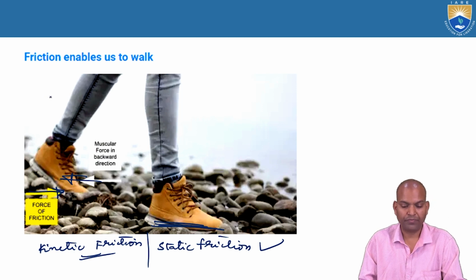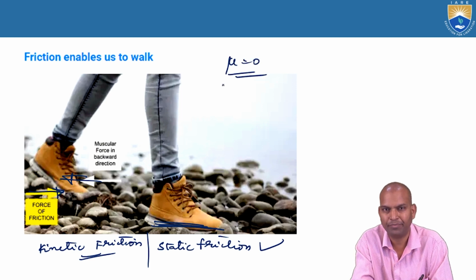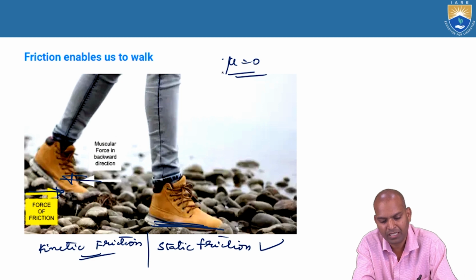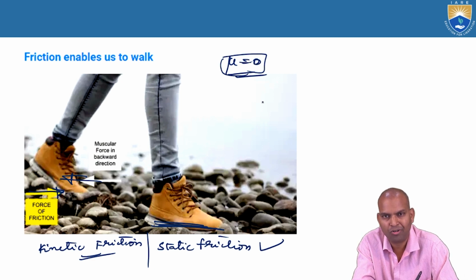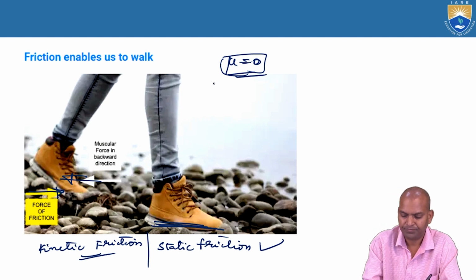Suppose the coefficient of friction is equal to 0, that is, there is no friction. What will happen? Sliding takes place. There is no motion, it will be sliding. The coefficient of friction becomes 0 when you apply lubricating oil on the floor. When you are ready to walk, the friction is so minimal that you slide. Otherwise, when friction is there, the motion takes place.